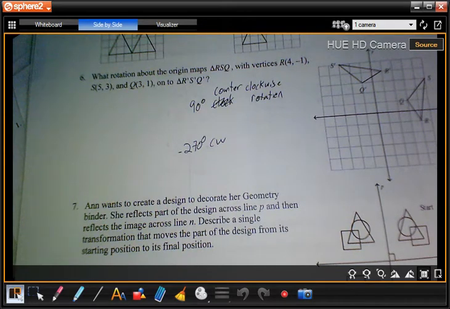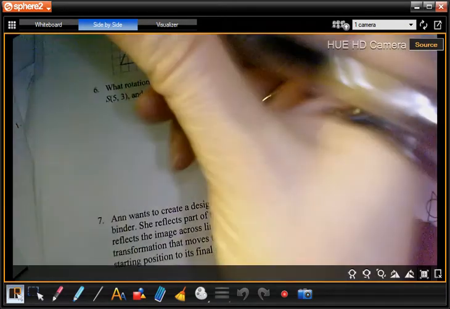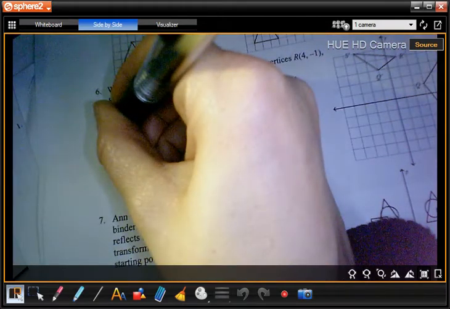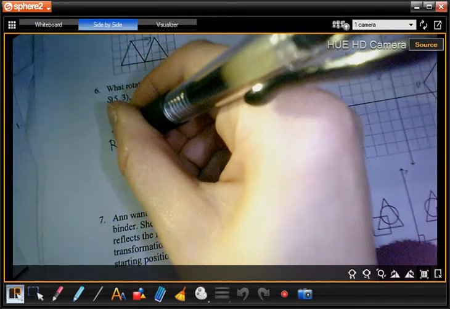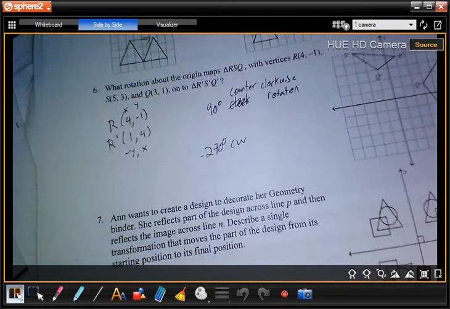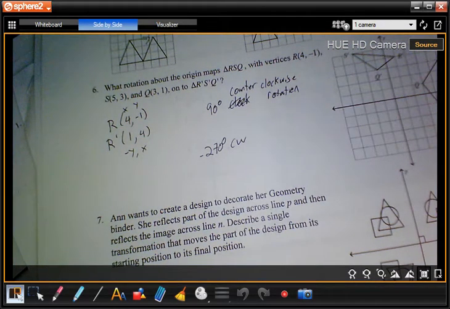It is 90 degrees counterclockwise or 270 clockwise. Okay, yes, Madison. Yes, so that's what I always do. I know some people can just see it. It doesn't work that way for me. So I looked at R was 4, -1, and R image is 1, 4. So I'm like, okay, I went from X, Y to -Y, X. Oh, okay, now I know that that's a 90 degrees counterclockwise rotation. I have to see it.